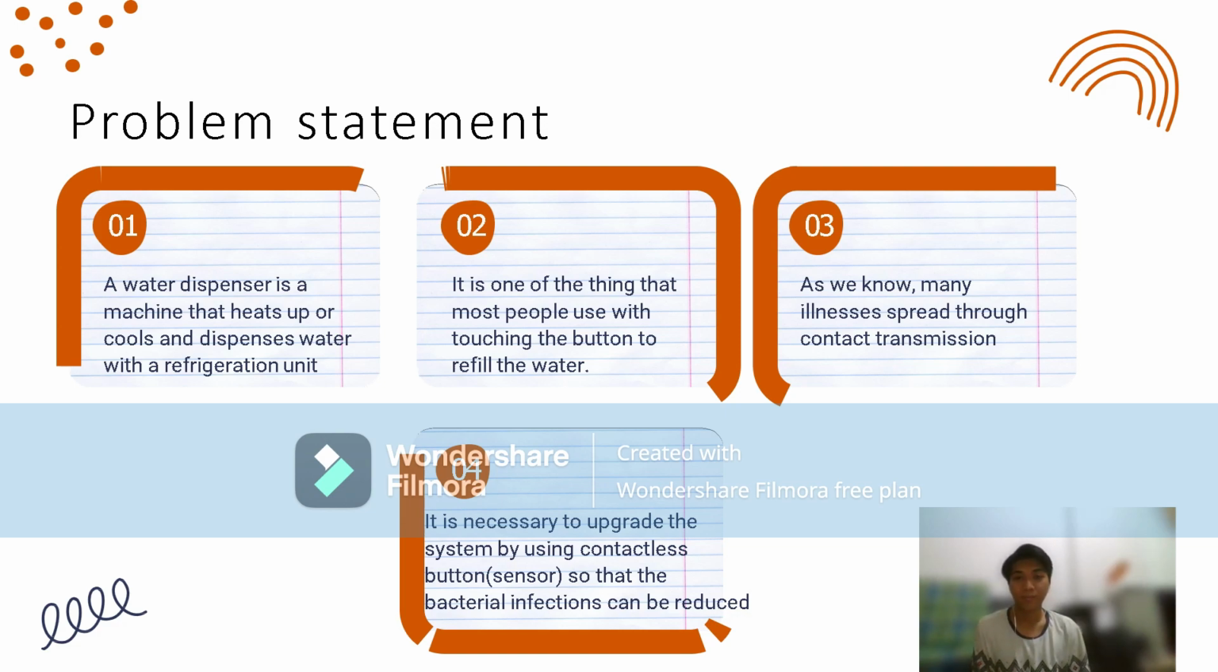So here's the problem statement. First, we have a water dispenser. It's a machine that heats up or cools and dispenses water with a refrigeration unit. Second, it is one of the things that most people use by touching the button to refill the water. Third, as we know, many illnesses spread through contact transmission. Last, it is necessary to upgrade the system by using a contactless button, which is called a sensor, so that bacterial infection can be reduced.